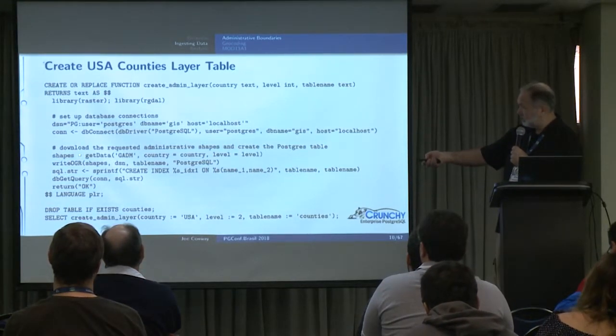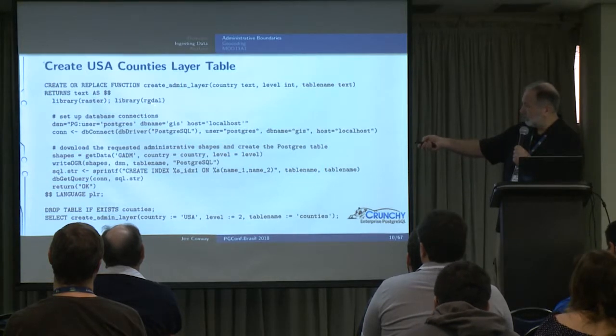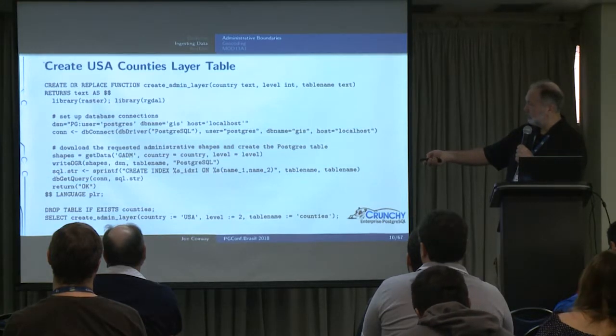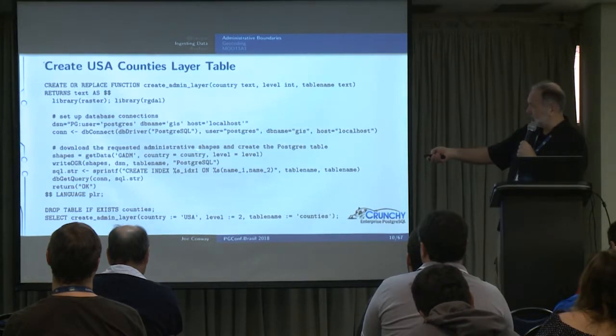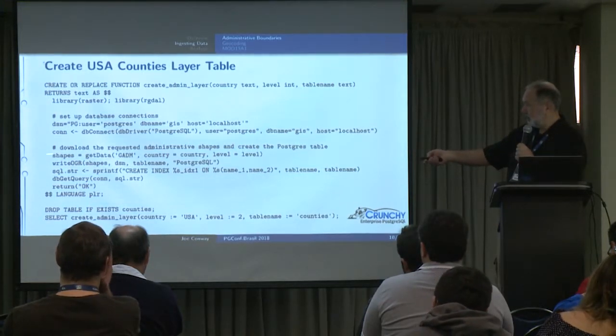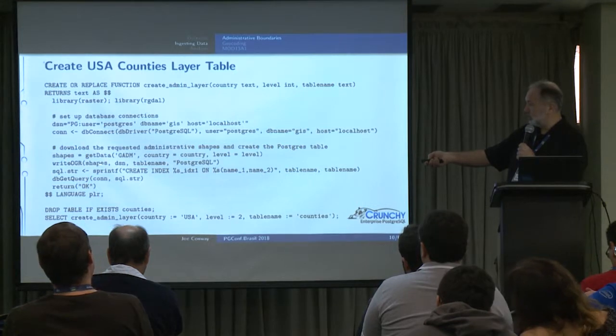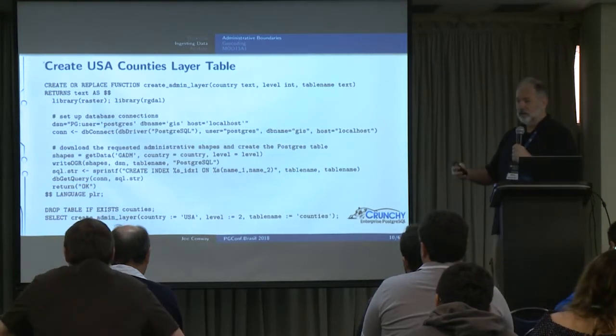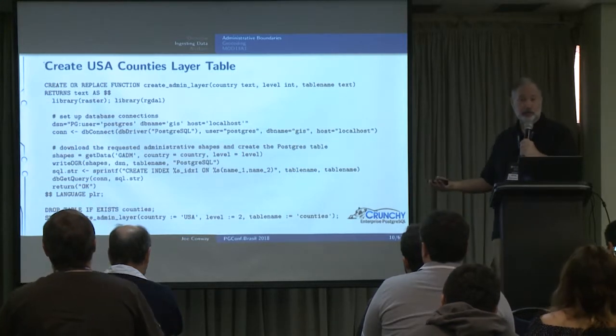So the real guts of this, I'm loading the GDAL library here, and the guts here is this get data function. I'm going out to this GADM website and saying grab country equals whatever country I passed into the function, level equals whatever level I passed into the function, and that call that shapes, and then I'm using this function write OGR to basically create what's called a layer.